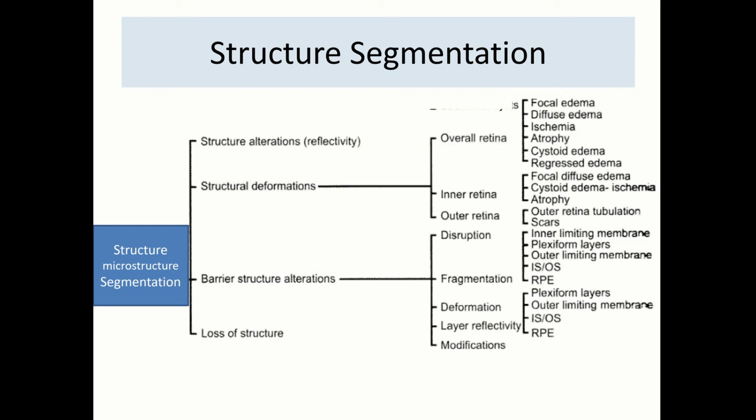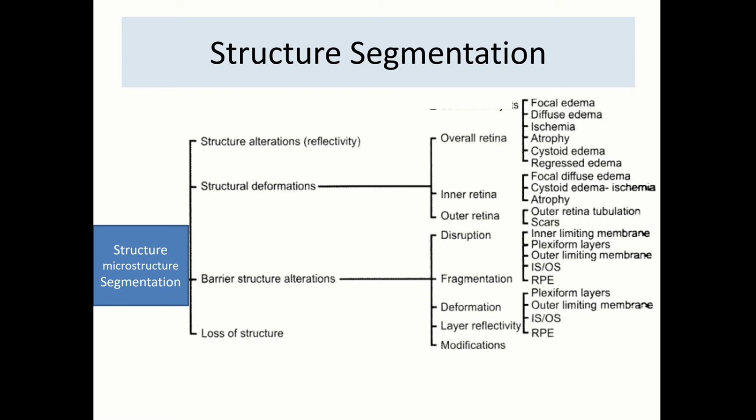Then structure, microstructure segmentation. Structural alterations produce reflectivity. Structural deformations of the overall retina can happen, inner retina or outer retina. Overall retinal structural deformation will be focal edema, diffuse edema, ischemia, atrophy, and cystoid edema, while inner retinal structure deformation will be focal, diffuse edema, cystoid edema, and atrophy, while barrier structure alterations would be disruption, fragmentation, deformation, layer refractivity modifications, which can happen either in the inner limiting membrane, plexiform layers, ISOS junction, RPE, or plexiform layer, ISOS and RPE, and then you can have loss of structure.